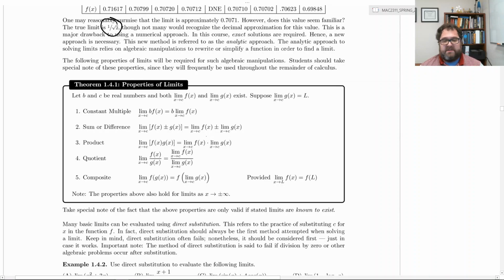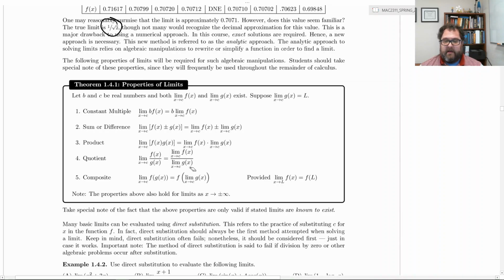Quotient rule, very similar. Now with the quotient rule, you do need to assume that the limit of the denominator is not equal to 0, but barring that, if you're looking at the limit of a quotient, you can take the limit of the numerator and denominator individually. Again, provided the limit of the denominator is not equal to 0.